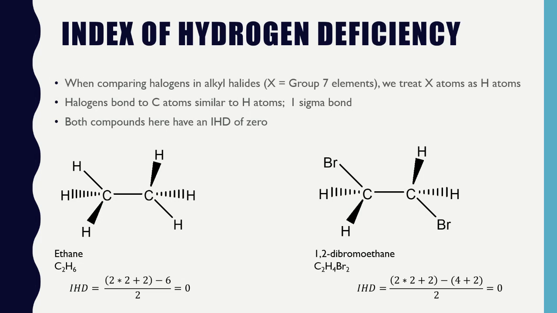Also notice here that the way hydrogens and halogens bond, they only form single bonds to carbon. So we treat them as if they were hydrogens. So when you have any halogens in your formula, go ahead and add that to the hydrogen portion. That's why I said H plus X in the formula. You're just going to add for the halogens. And because of the fact that we get the same answer here, they're both considered to be fully saturated. No double bonds, no triple bonds, no rings.